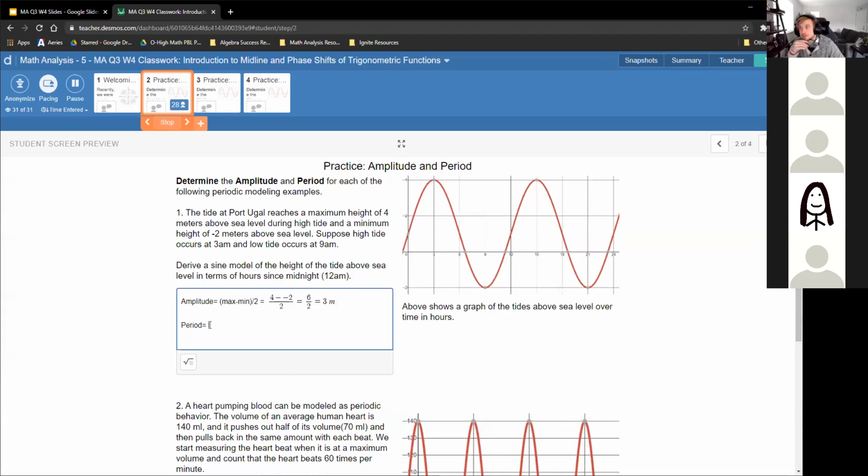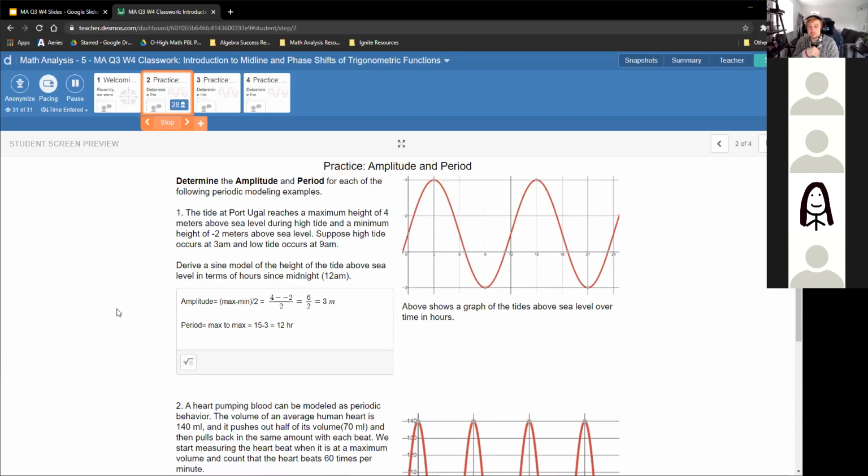Okay, then how did you find period, April? For this one, I looked at the graph and I saw the maximum at 3 and then another one at 15. So 15 minus 3 is 12. So it was 12 hours. So from maximum to maximum, you said was 15 minus 3, which equals 12 hours. Cool. Thank you very much, April. That's a very cool way to do it.